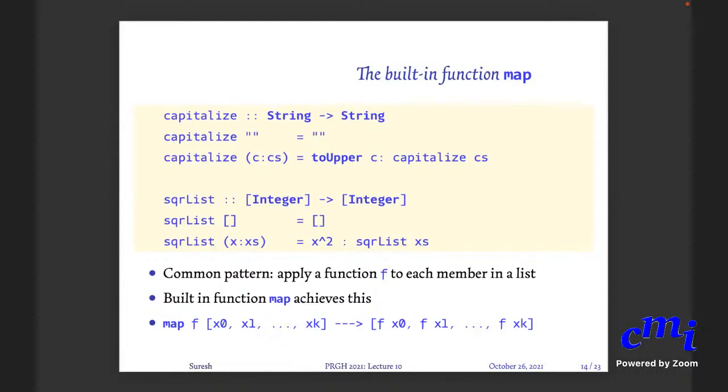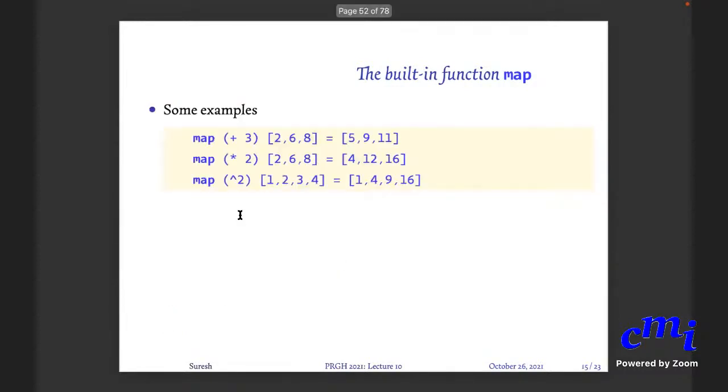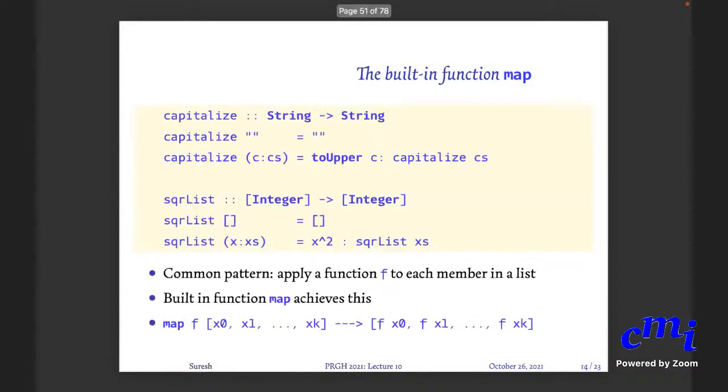Sir, so I have defined capitalize, right? You have defined capitalize. I'm asking you to not give me this definition, but give me an equivalent definition involving map. Okay, sir. Like I said, square list is nothing but map of power to 2. So this expression, map raised to power 2, is square list. So should we just map of capitalize?